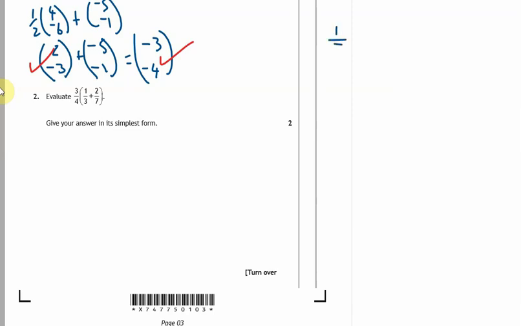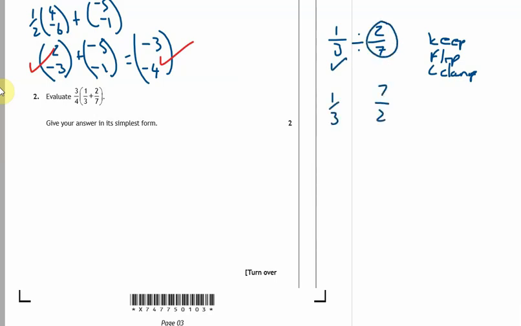Say we did 3 divided by 2/7. We're going to use what I like to call KFC: keep, flip, and change. I always write 2 C's for change. Keep, flip, change. So we keep this the same, 1/3. We flip this term to give us 7/2, and then we change the sign to multiply.